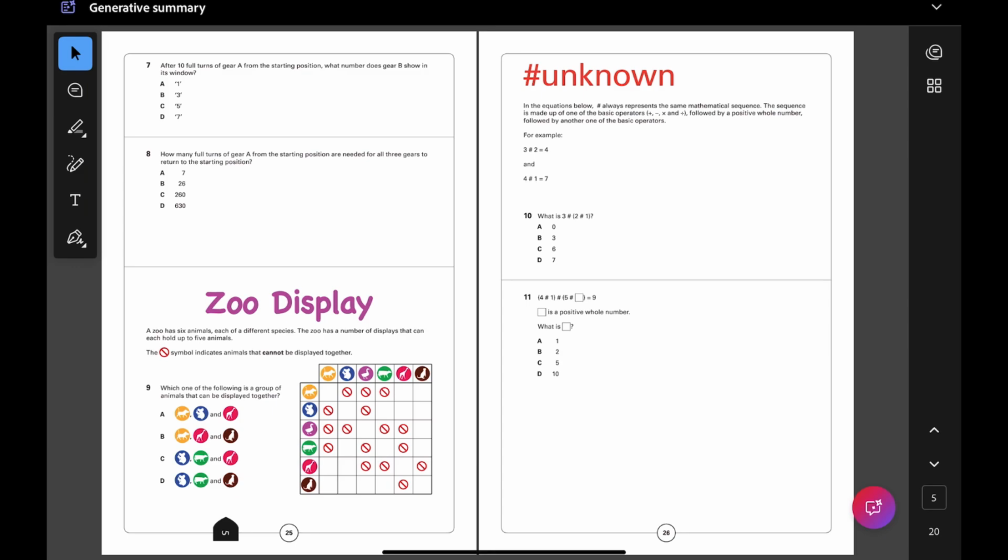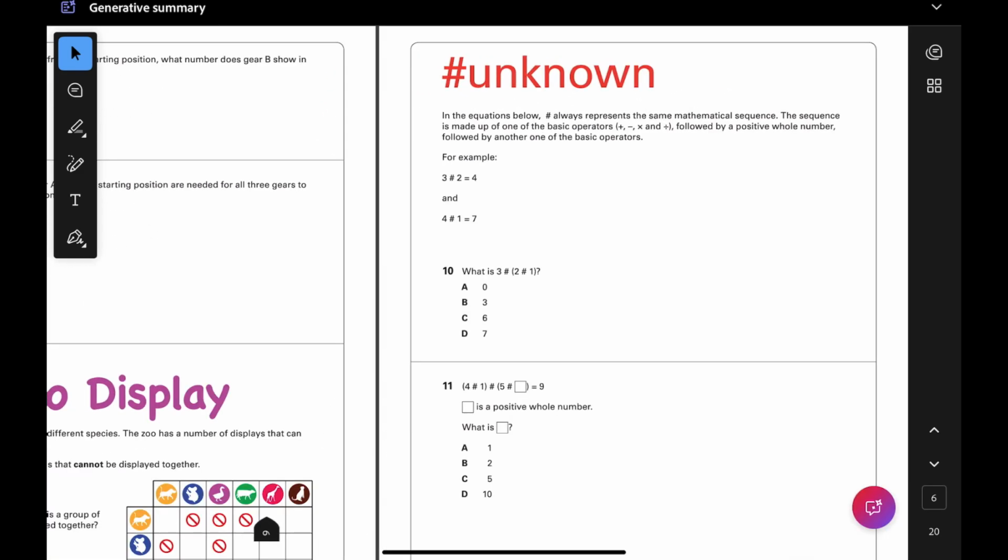Okay, so let us now see the unknown. In the equations given below, hashtag always represents the same mathematical sequence. So what they are saying is, wherever the hashtag is there, there is a sequence. The sequence is made up of one basic operator. An operator might be addition, subtraction, multiplication or division. Among the four, any one will be an operator followed by a positive whole number.